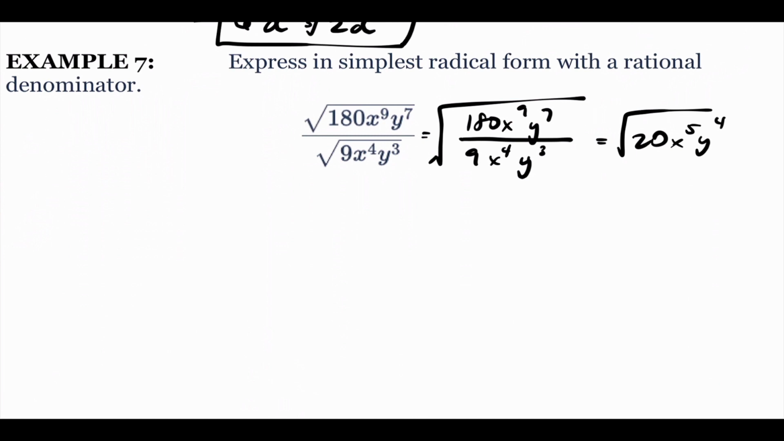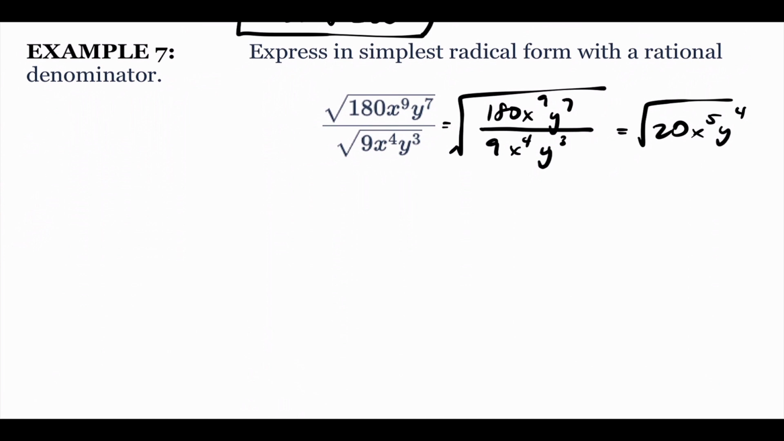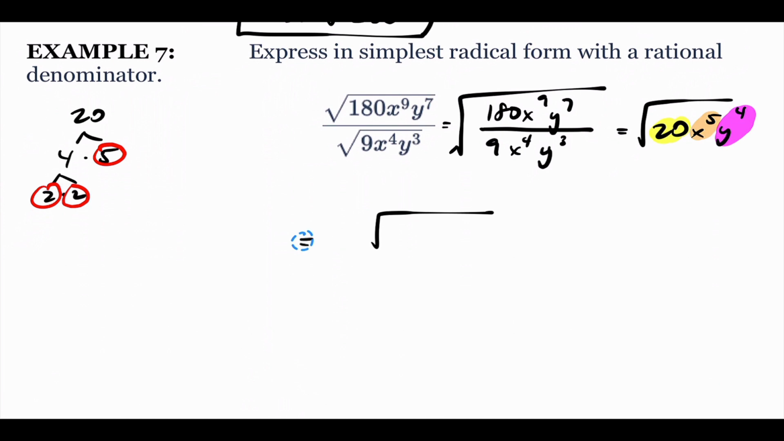Now once you do your division, then you can start breaking down. So I'm going to break down 20, 5, x to the 5th, and y to the 4th. So 20 is just 4 times 5 or 2 times 10. So 20 is going to be a 5 and a 2 and a 2. X to the 5th, y to the 4th.